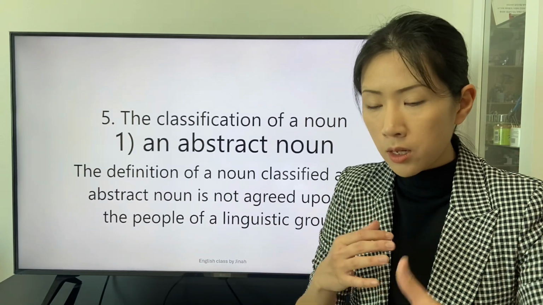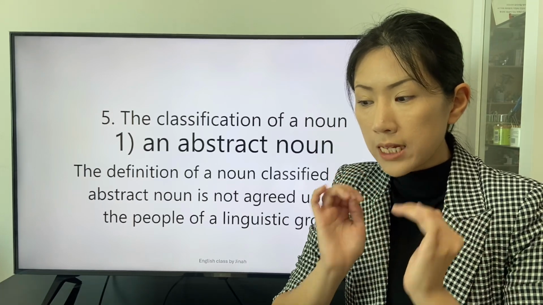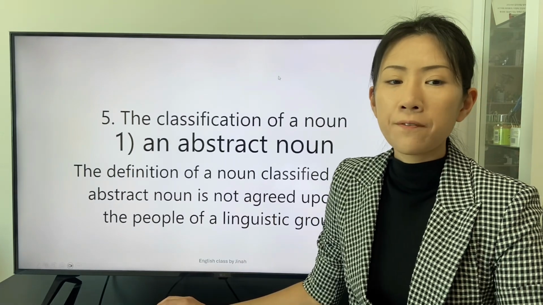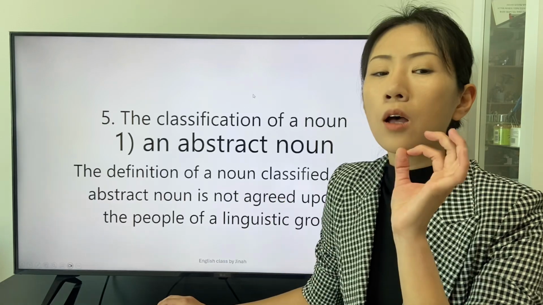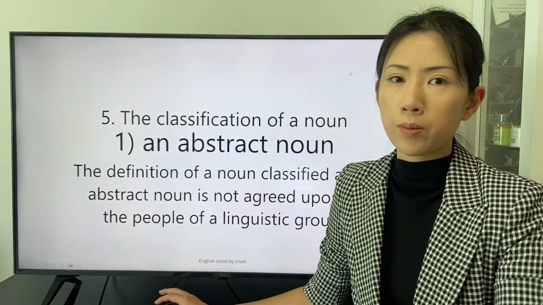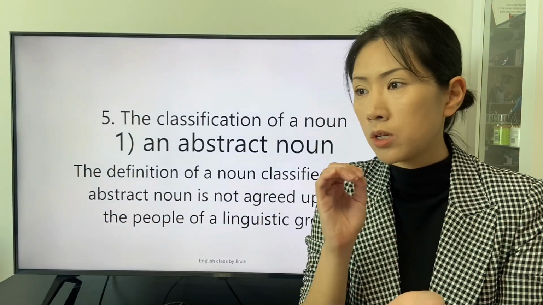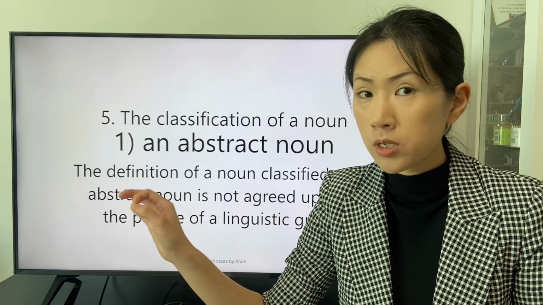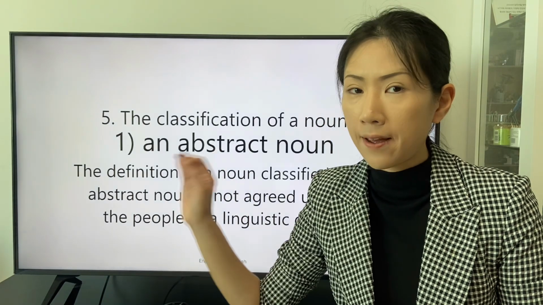Each person in the linguistic group has his own definition. The definition of a noun classified as an abstract noun is not agreed upon by the people in a linguistic group. The people in the linguistic group do not agree on the definitions of each person, but accept the distinctive definitions.